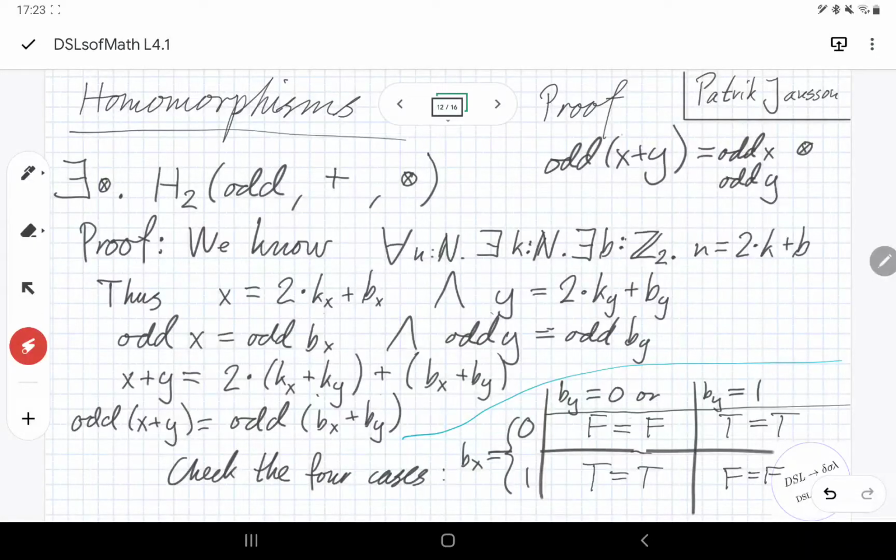So again, what I filled in here is this equality for the case where I've chosen bx to be 0, 0, 0, 1, and so on. And all of these 4 cases are the only thing remaining from the for all. Remember, we had a for all x for all y, but the for all x for all y is now for all bx and by, because that's the only thing remaining, and that's just 4 cases. So by checking the 4 cases, we've now proven that odd is indeed a homomorphism from addition to XOR.